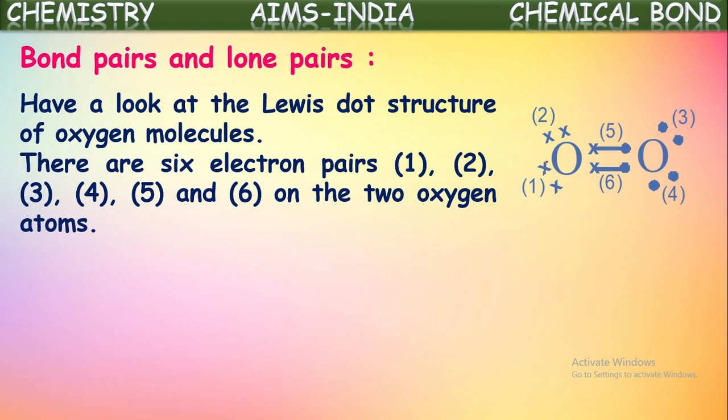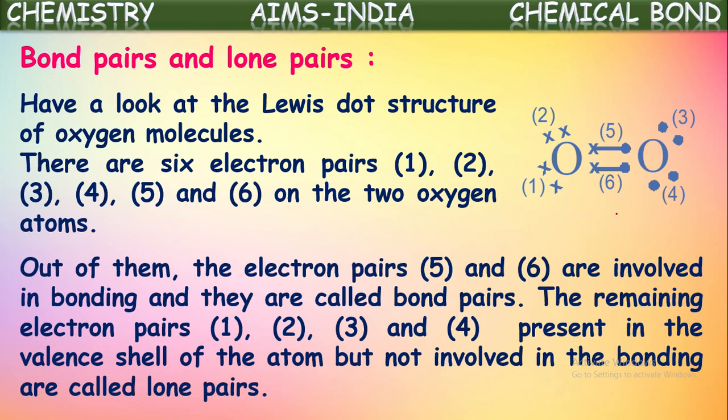They are numbered like this. This is one pair of electrons, 2, 3, 4, 5, 6. Totally 6 pairs of electrons are there on both the oxygen atoms together in this molecule. Now, out of these 6 pairs of electrons, if you observe the fifth pair and this pair of electrons, these 2 pairs of electrons are involved in the covalent bond formation between the atoms. So like this, the pair of electrons which are participating in the bond formation are called bond pairs.